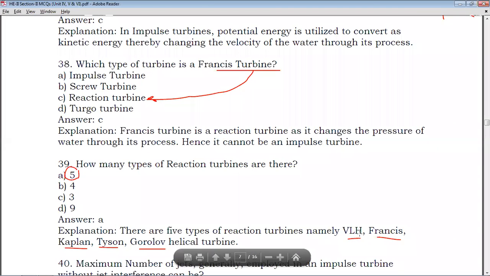Now, these remaining types of turbines are used in different power plants, such as thermal power plants, windmills, nuclear power plants, etc. But in hydroelectric power plants, which is our domain of study as civil engineers, there are 3 main types of turbines which are used: Francis, Kaplan, or Pelton turbine. So our syllabus also contains only these 3 types of turbines.